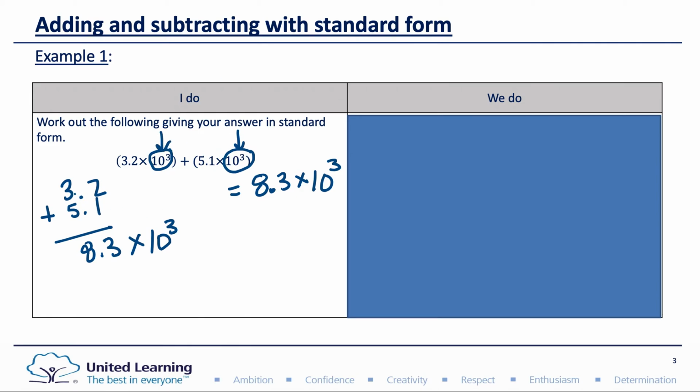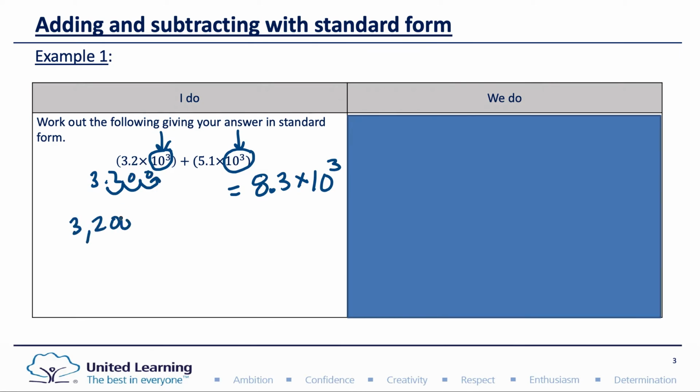Okay, let me show you the other way you can do it. So the longer way to do this is actually to expand. So if I know this is 10 to the third, that means it's 3 place values larger. So I'd go 1, 2, 3. So that's 3,200 as an ordinary number, which means this one, think about it, it'd be the same amount. So it'd be 1, 2, 3. So this would be 5,100. You then add your ordinary numbers together to get 8,300.